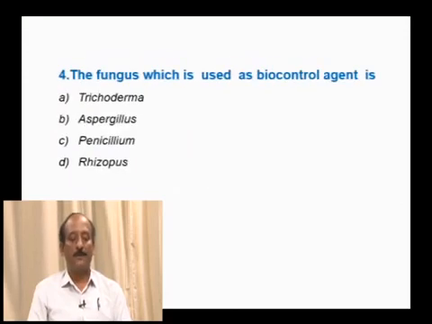Question number 4. The fungus which is used as biocontrol agent is Trichoderma, Aspergillus, Penicillium, Rhizopus. See, among the 4 options, Aspergillus, Penicillium, Rhizopus are not commonly used as biocontrol agents, but the most common fungus used to kill insect pests is Trichoderma. The correct option is option A.